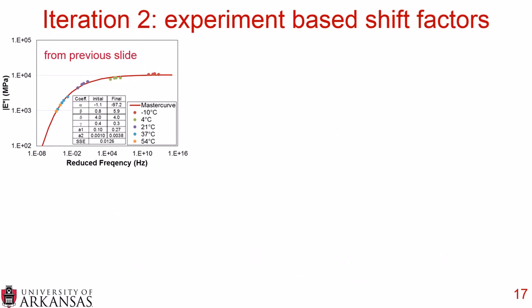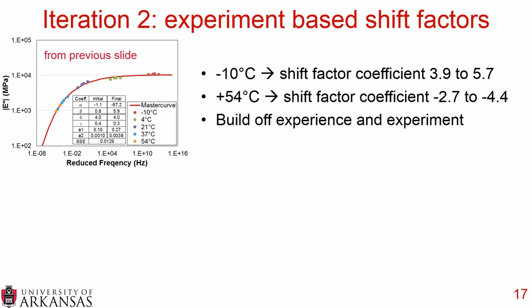So this is from the previous slide. This is the first iteration. Now we're going to apply some experimental-based shift factors. That includes at -10, the shift factor should only range from 3.9 to 5.7, and at +54, the shift factor should only range from -2.7 to -4.4.